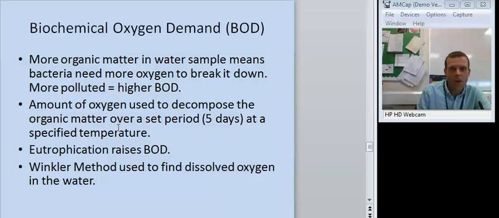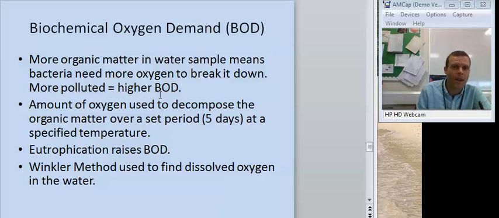Right, biochemical oxygen demand. So, within water, there may well be some organic matter, and that organic matter, for the water to become clean, needs to be broken down. Bacteria are going to be the ones to break that down, and they require oxygen, assuming they're aerobic bacteria, to break it down. So they need a certain amount of oxygen to break it down. So if we've got lots and lots of organic matter, there was lots of pollution in there, there is a large biological oxygen demand, because more oxygen is needed by the bacteria to break it down.